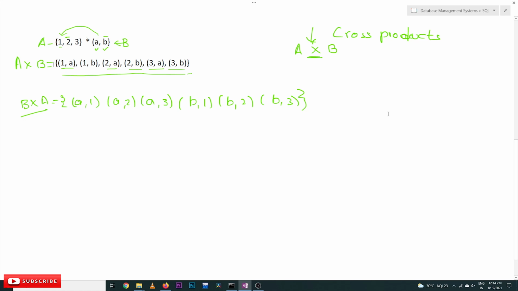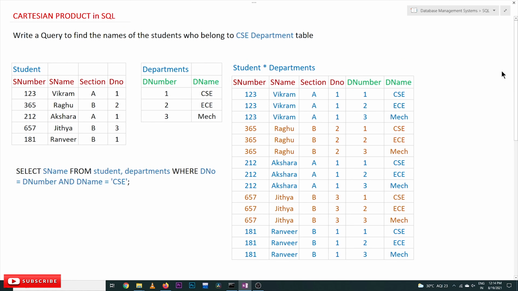Now coming back to database management systems. In our previous classes, where we discussed tables as relations, we saw that every relation is also called a set, and each and every element of the set should be unique. We have two tables: one is the student table and the other one is the departments table. Based upon this query we will try to understand. The query is: write a query to find the names of the students who belong to the CSE department.